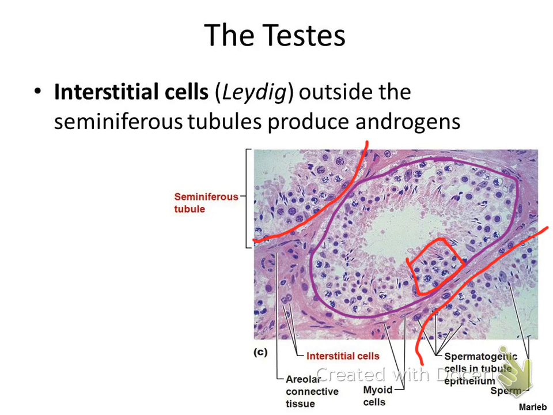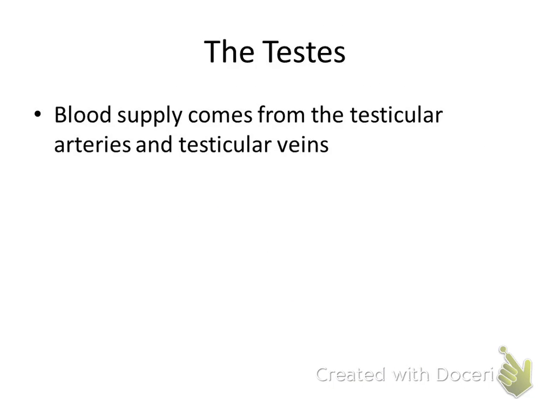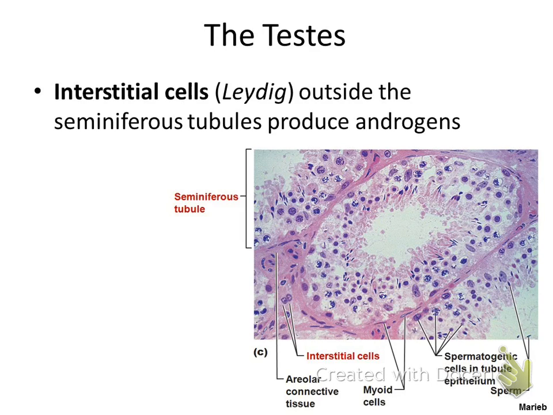And then between the seminiferous tubules, we have these interstitial cells also. Notice that they're called Leydig cells sometimes, so either way. And we care about those cells because those are the cells that make androgens, sex hormones. Could you repeat that last part? Which ones are the ones that make them? So the interstitial cells or Leydig cells, they're the ones that make the androgen. So here that would be the testosterone.